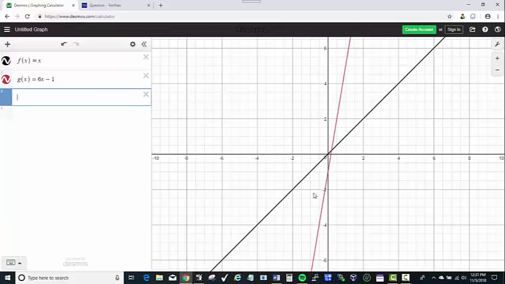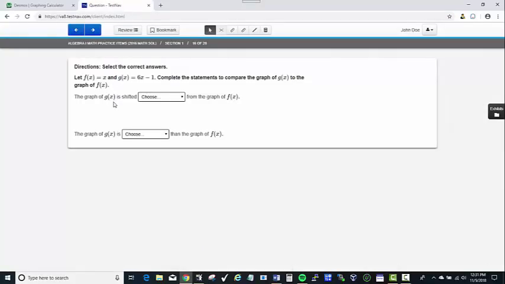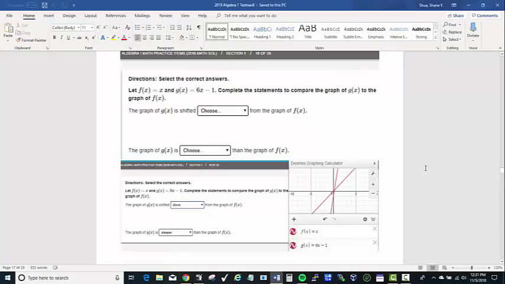Now, f of x equals x is here. And then this is the 6x minus 1. So it says the graph of g of x is shifted up, down. Well, wouldn't it be down? Because, go back here.